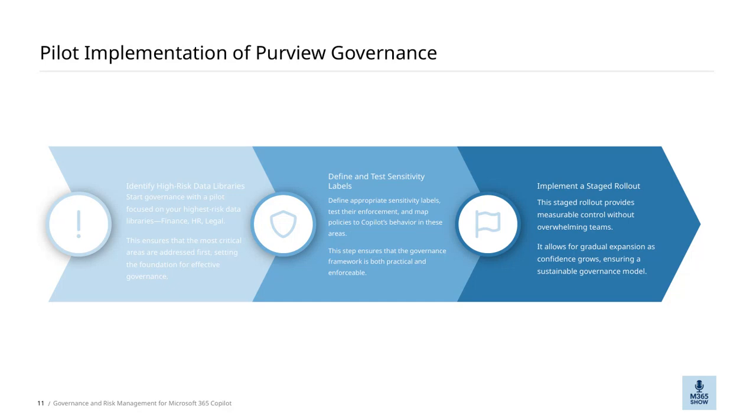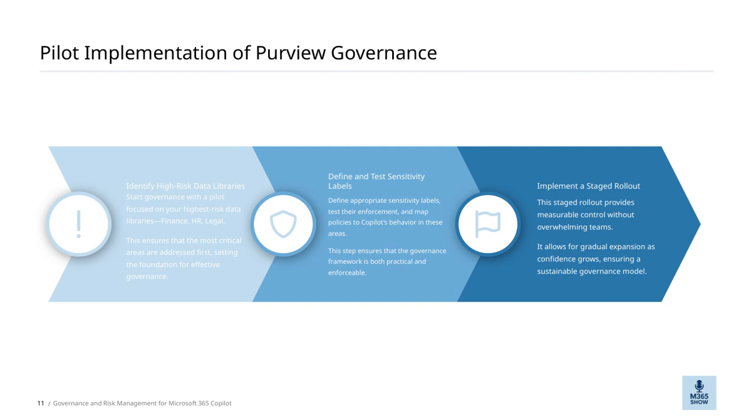Now, let's talk about the pilot implementation of Purview governance and how it plays a crucial role in managing risk for Microsoft 365 Copilot. This staged rollout approach is designed to give us measurable control without overwhelming our teams. By implementing gradually, we can expand as our confidence in the system grows, which helps us build a sustainable governance model that can adapt over time.